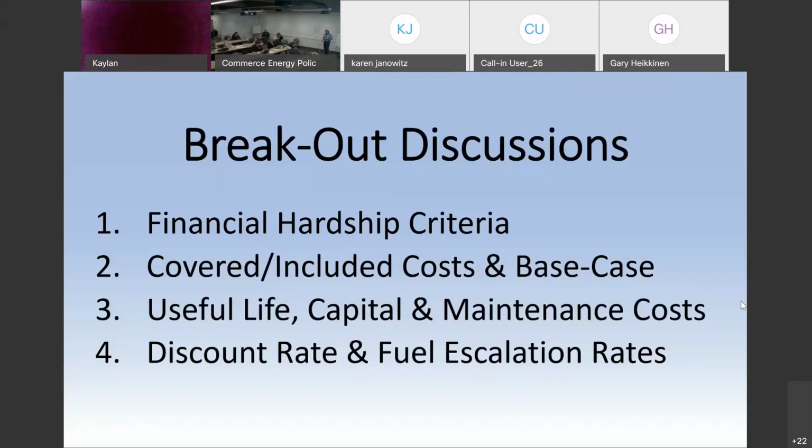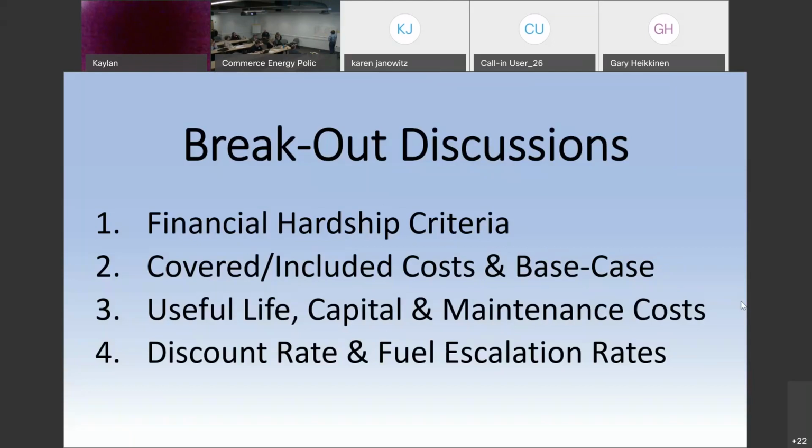Anyway, our group started, I think, by recognizing that this useful life, capital, and maintenance costs are really three separate groups that behave differently, and we tried to identify them as separate inputs to the process. And we went through a lot of conversations all over the board. So what I'm going to do is focus on each of these separately, like we did, and walk through them.